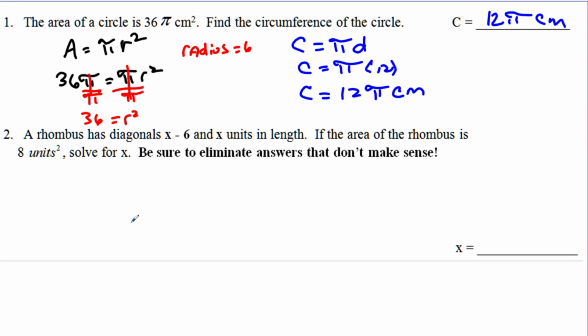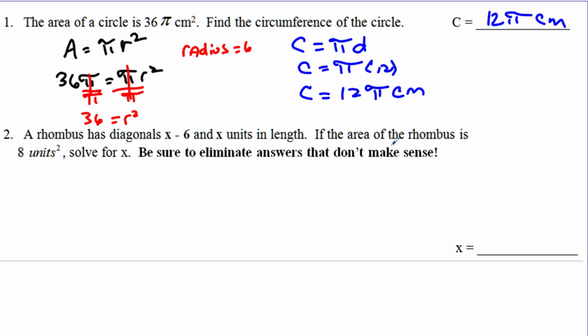Okay, so problem number 2. It says a rhombus has diagonals of x minus 6 and x units in length. If the area is 8 square units, what is x? And in big bold letters, they're saying be sure to eliminate answers that don't make any sense, right? So if, for example, a length is negative inches long, that wouldn't make sense, and we'd have to throw that one out. So let's see what happens for our problem.